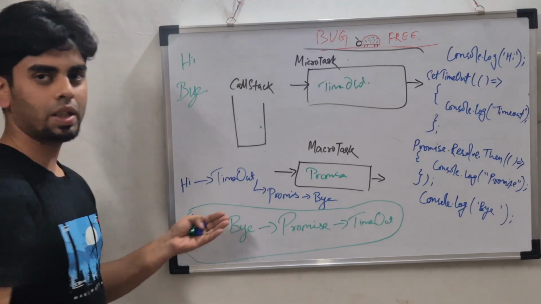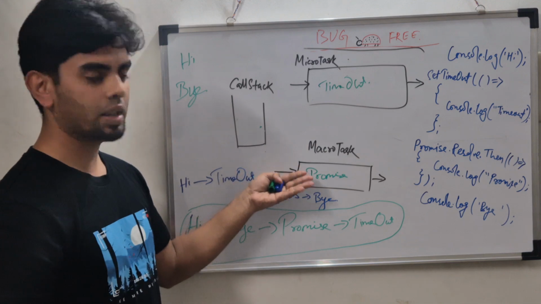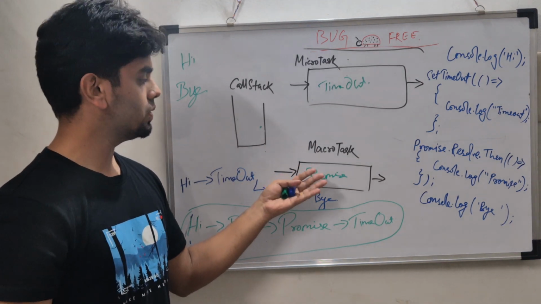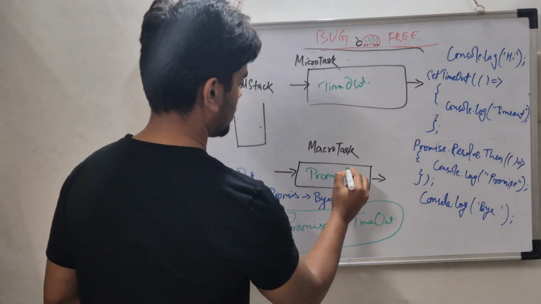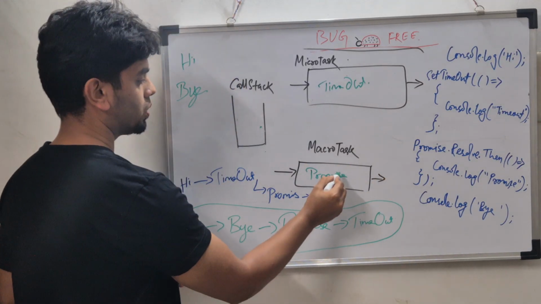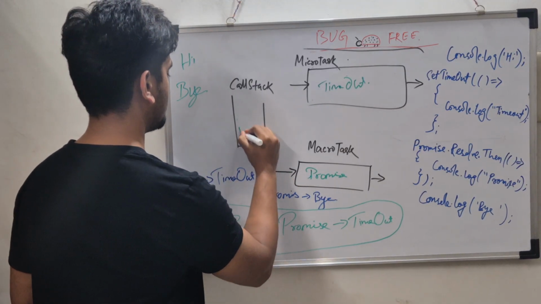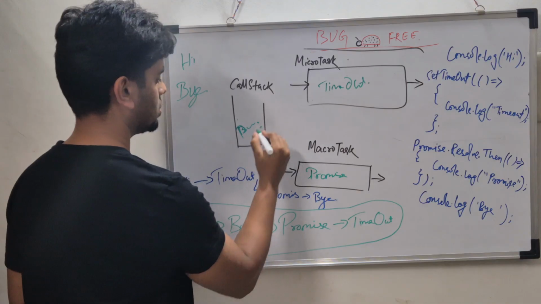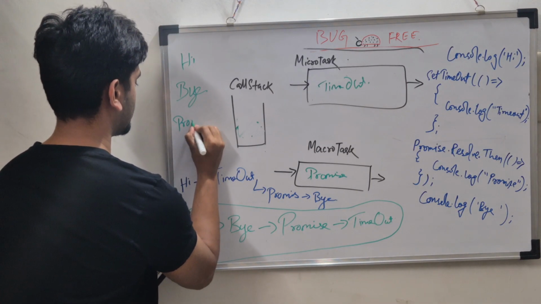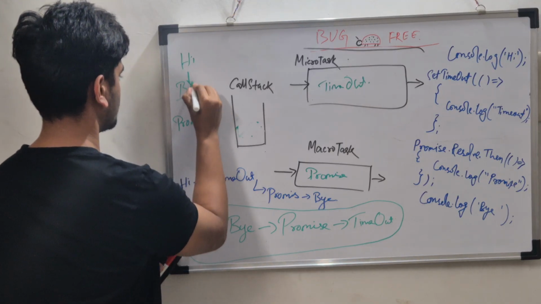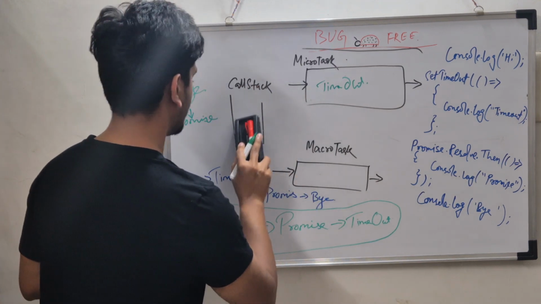Once the call stack is empty, what will JavaScript do? It checks whether anything is present in the macro task, which is the most priority thing in the event loop. The piece of code to console log the promise is there. So it will push this promise to the call stack. Once it comes to the call stack, it will get executed and promise will get printed. Now the macro task is also empty, and the call stack is also empty.